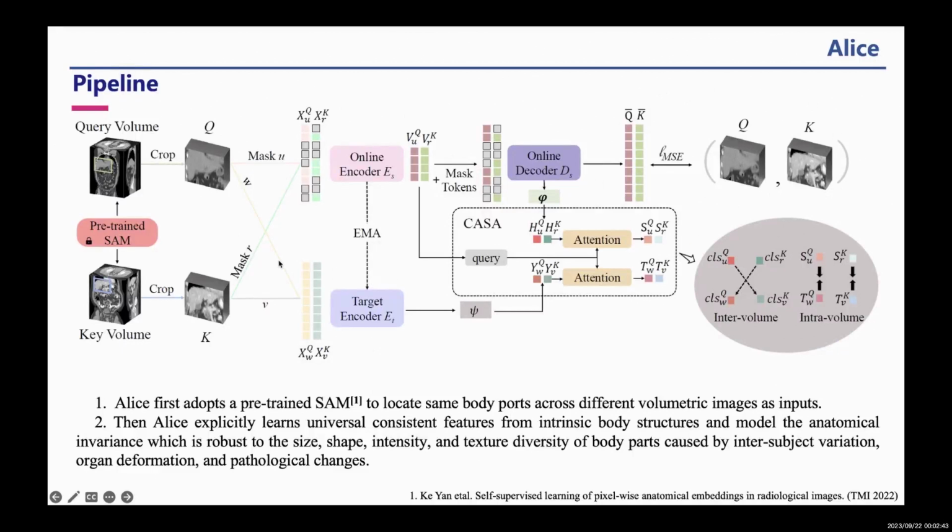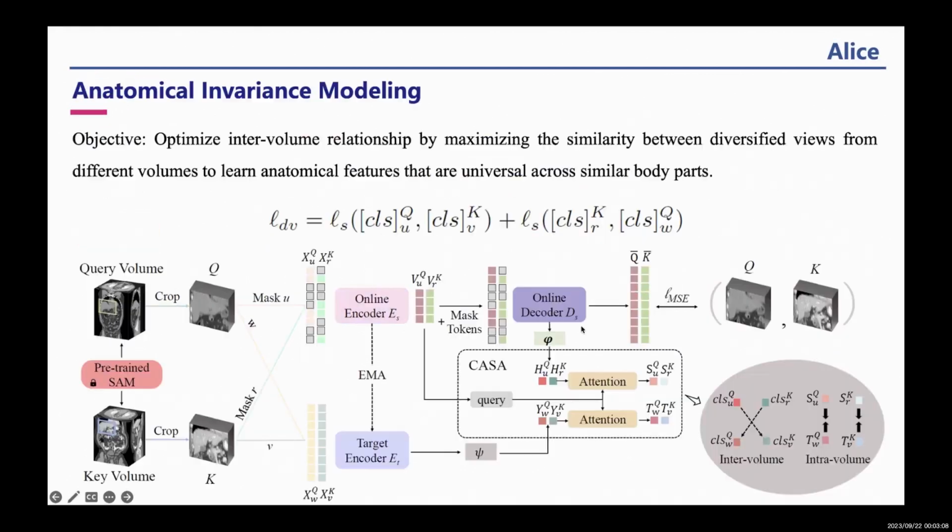As for the other branch, we begin with the 2 augmented, intact views. These views are not masked, preserving their full anatomical detail. They are subsequently processed by what we term the target encoder. At this juncture, the outputs from both the online encoder and the target encoder converge at a novel module named CASA to perform semantic alignment.